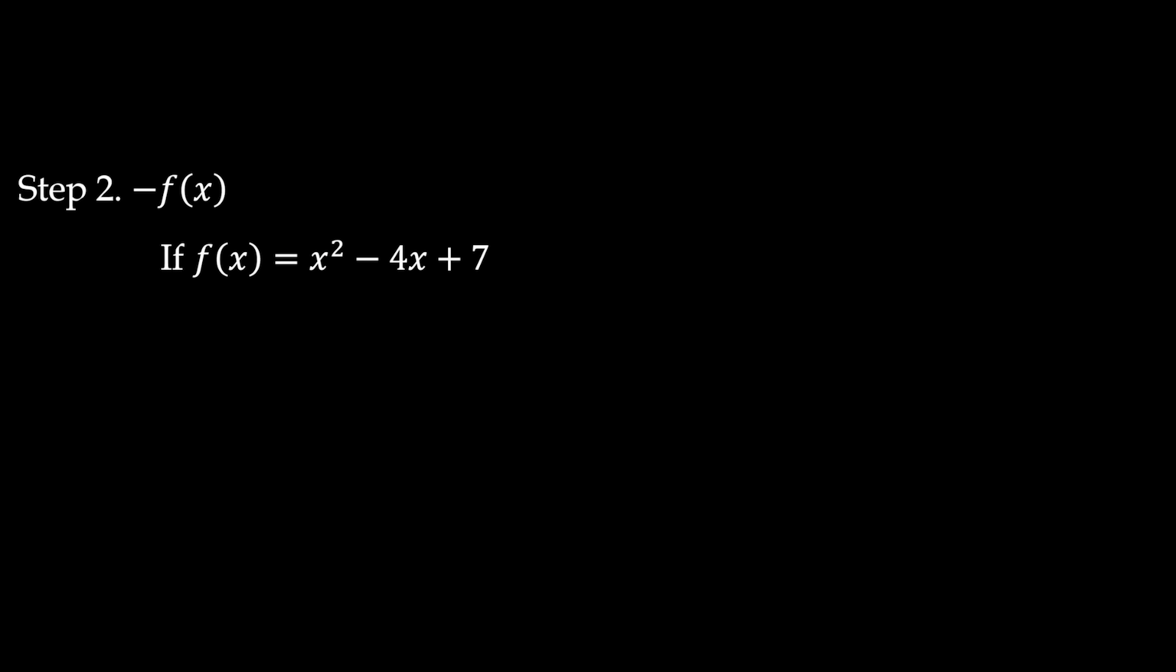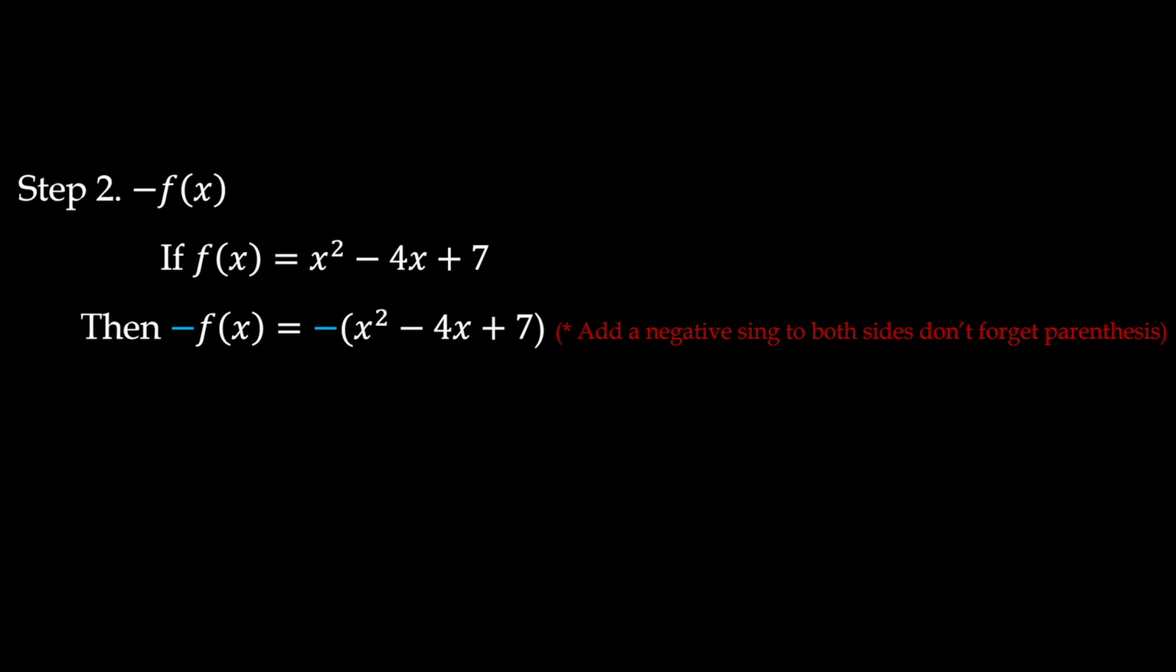Step 2, they want us to find minus f of x. So if f of x equals x squared minus 4x plus 7, the first thing you should do to find minus f of x is put our original equation in parentheses and tag a minus sign on the outside of it. Then distribute that minus sign. Make sure you changed all the signs accordingly.